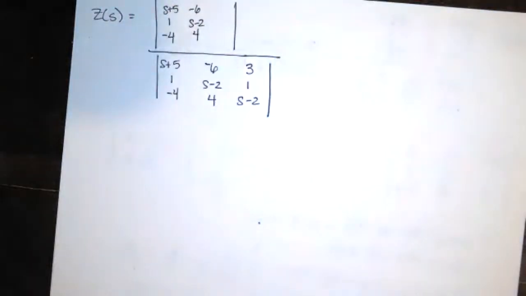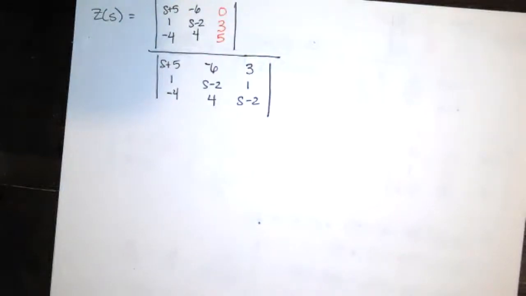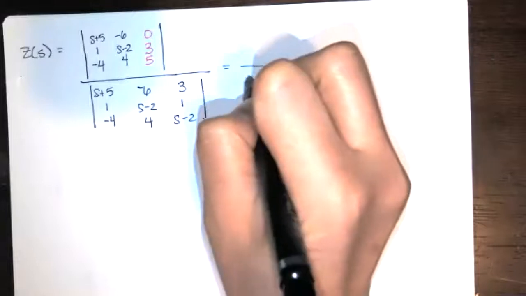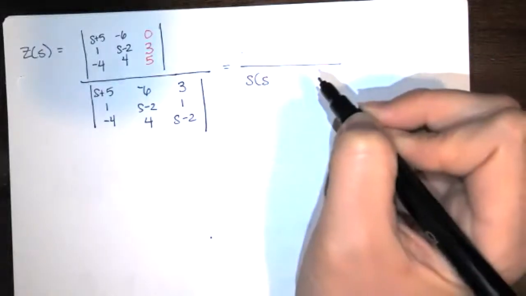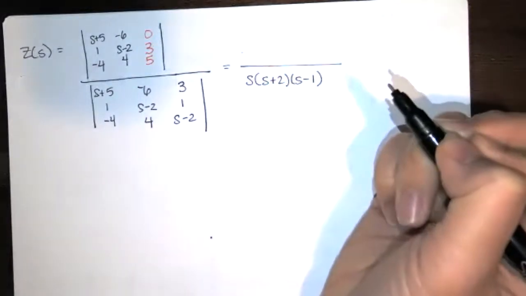Now the first two columns are going to stay exactly the same. But for our third variable, we replace the third column with 0, 3, and 5. That's the vector from the right-hand side of that equation that we had written in matrix form. There we go. Now this denominator we've already worked out. It's s times s plus 2 times s minus 1.